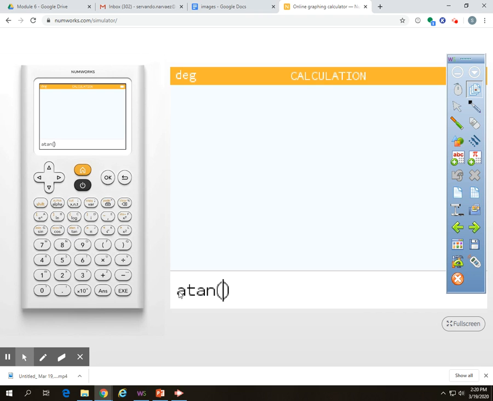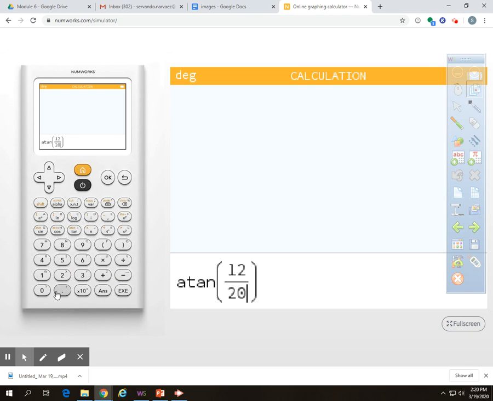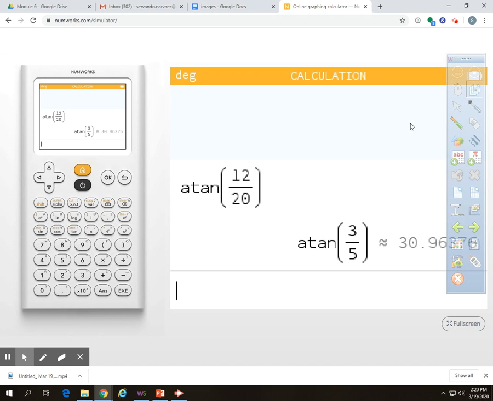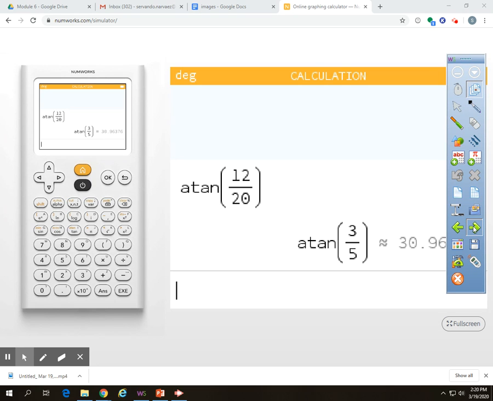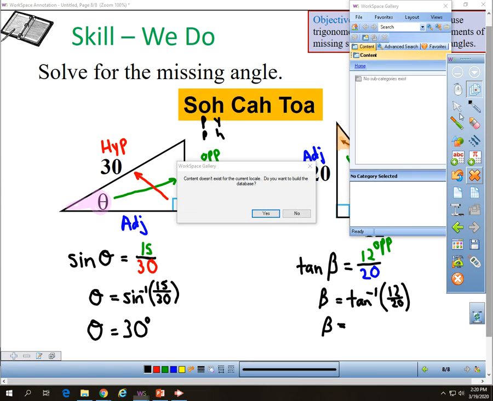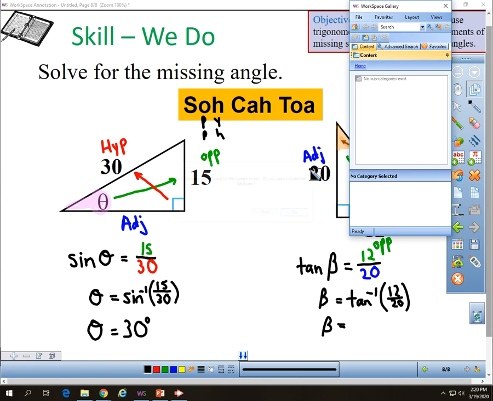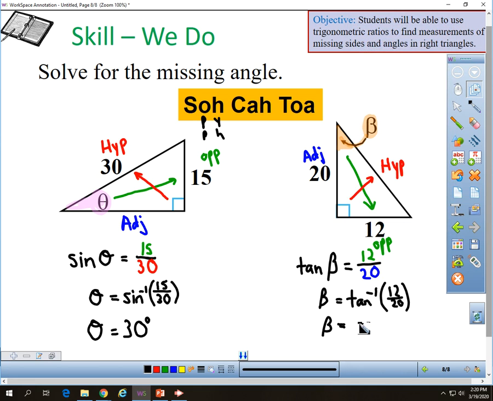Inverse tangent, again, this is the inverse, 12 over 20 equals, this tells us that our angle is 30.96 degrees. Since we are rounding to the nearest tenth, this becomes 31 degrees. Therefore, beta is equal to 31 degrees.